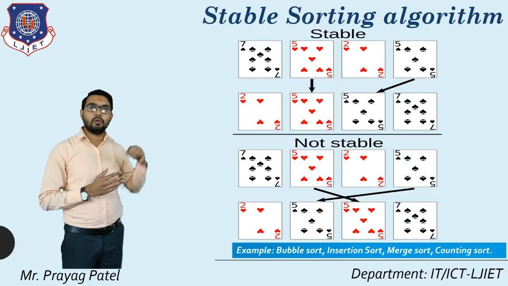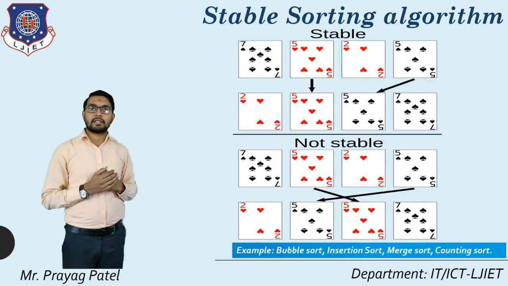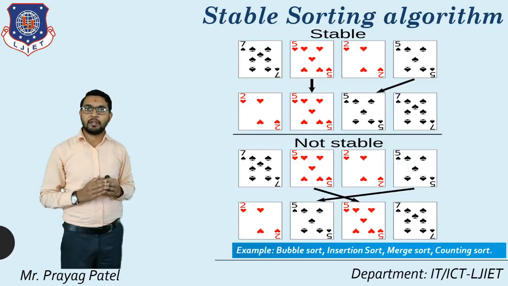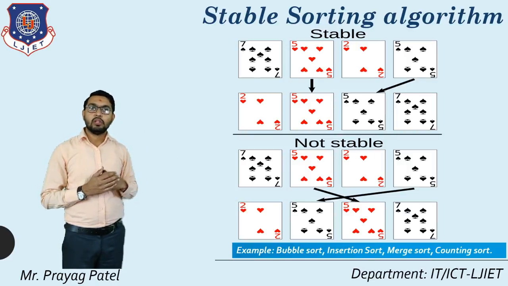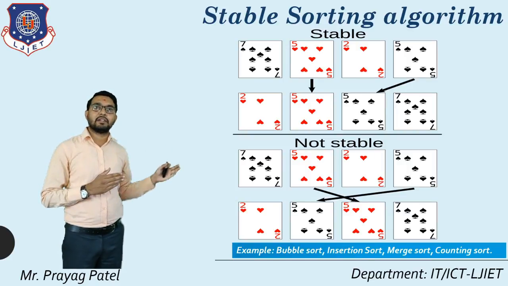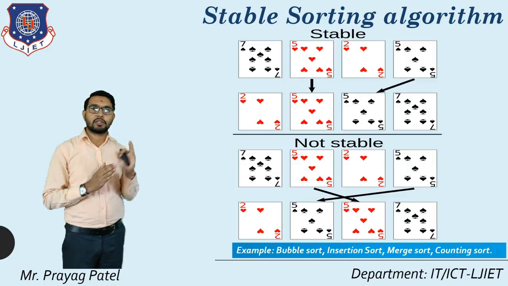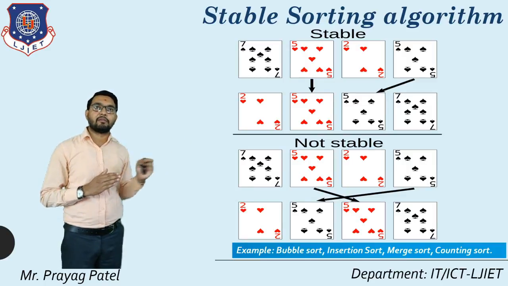First 5 is red 5 and second 5 is black 5. So if we arrange this data in ascending order, then first consider the red 2, then red 5, then black 5, then black 7, because red 5 first appears before the black 5.